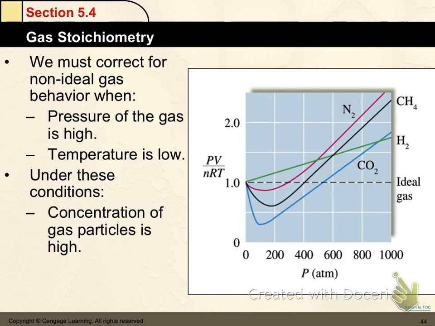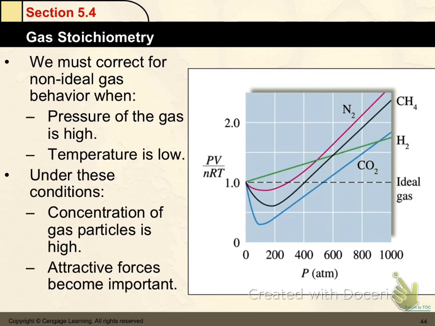Under these conditions, the concentration of the gas particles is high, and attractive forces become important. When the temperature lowers, it is easier for the molecules to come in close proximity with each other, and so they will attract one another. They huddle with each other like you do when it's cold out. So let's take a look at this really complicated graph here on the right side of the page. Here you've got the ratio of pressure and volume to nRT.